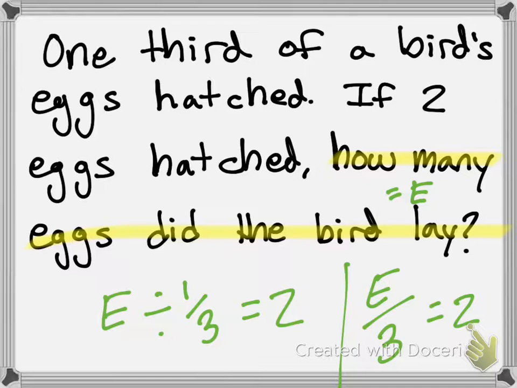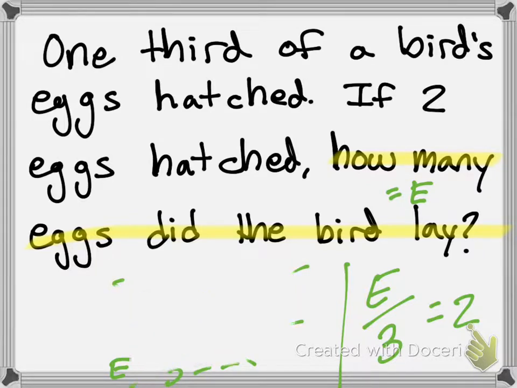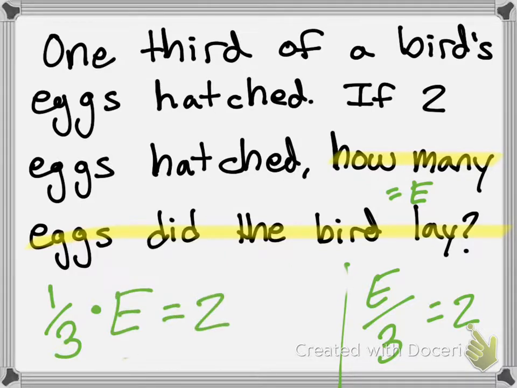Rocco's wrong, and here's the reason. If we did keep, change, flip, we'd get E times 3 equals 2. Rocco's equation is not right. Daniel's is. Here's how we know Daniel's is right. It says 1/3 times a bird's eggs, that's E, hatched. And then 2, so we know that 2 hatched. Same thing exactly. Great catch, Lucy. Great equation from Daniel.